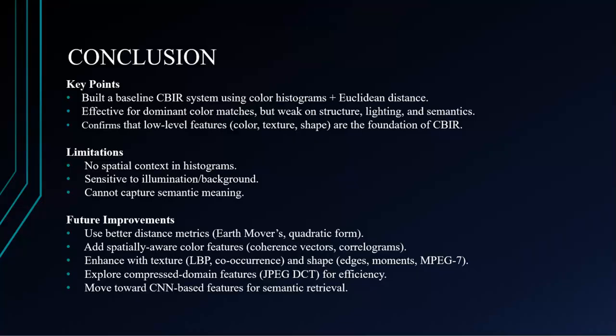For future work, we'd look into better metrics like Earth Mover's Distance, spatially aware features like coherence vectors, texture descriptors like local binary patterns, or shape features like edges or moments. And ultimately, CNN-based features, which bring in semantic power from deep learning. These are some of the future improvements.